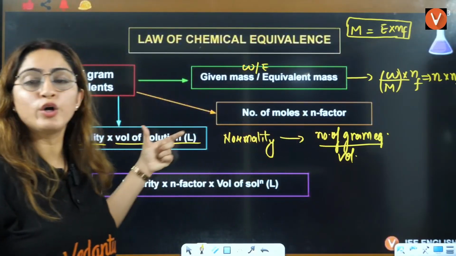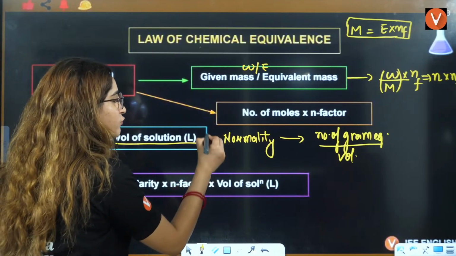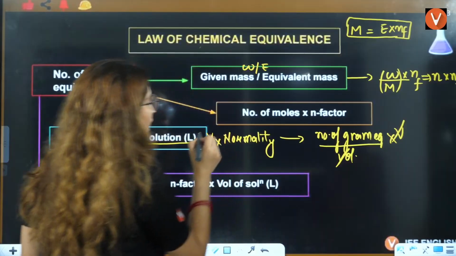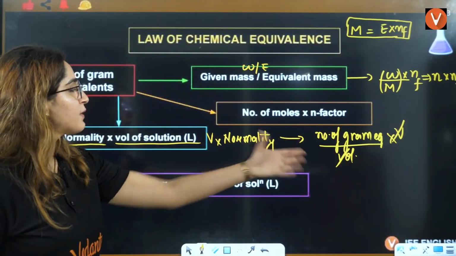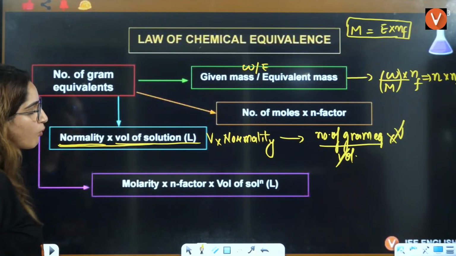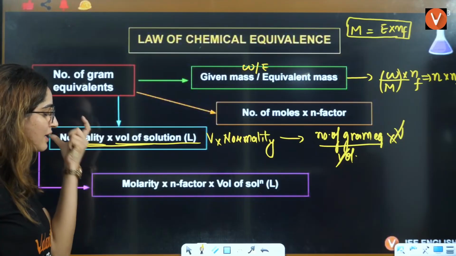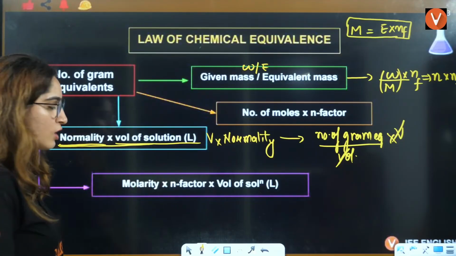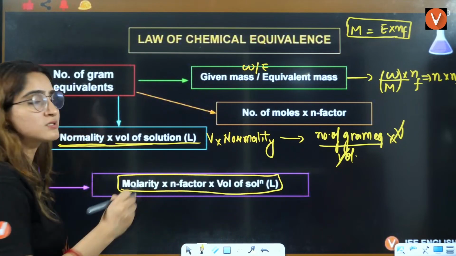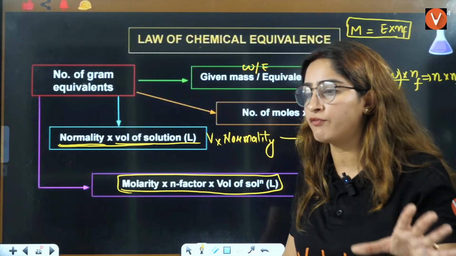Now, if you multiply normality with volume, it will cancel out, and the number of gram equivalents will be equal to normality into volume. So this is also another formula. Then the last formula: normality is molarity into n factor. So molarity into n factor multiplied by volume of solution is the fourth formula for number of gram equivalents.